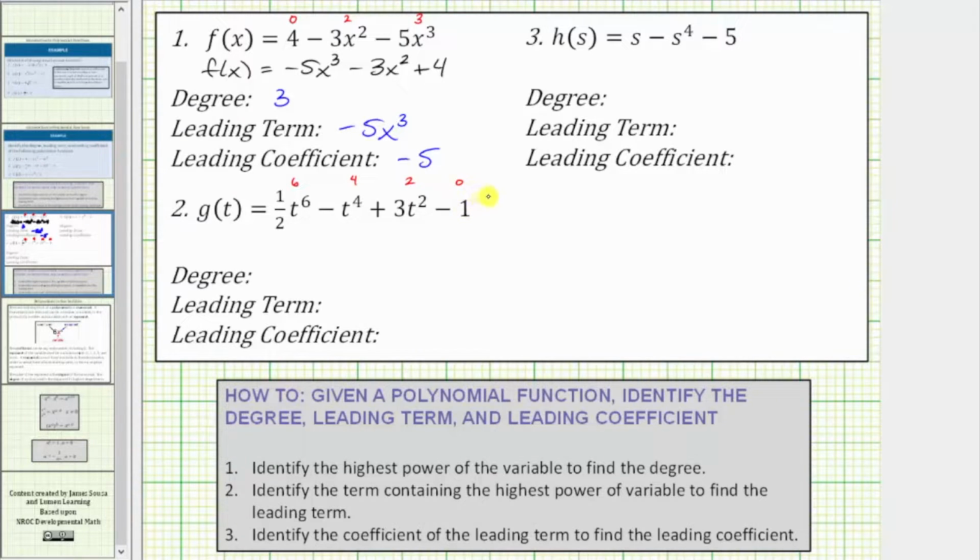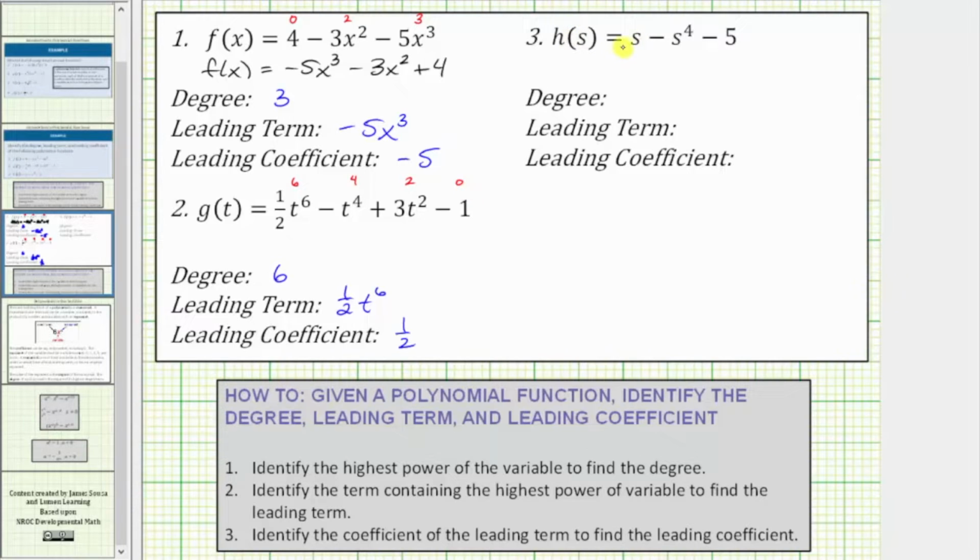Because the highest power on the variable is 6, this is a degree 6 polynomial function. And because the term containing the highest power on the variable is 1/2 t to the 6th, the term 1/2 t to the 6th is the leading term. And because the coefficient of the leading term is 1/2, the leading coefficient is 1/2. Notice this time g of t was given to us in descending order.